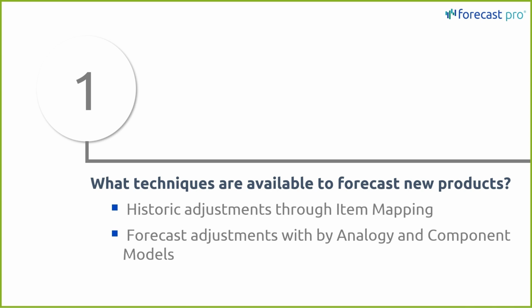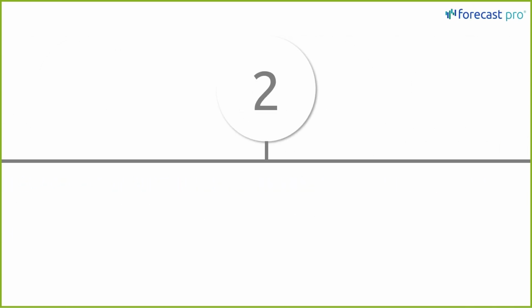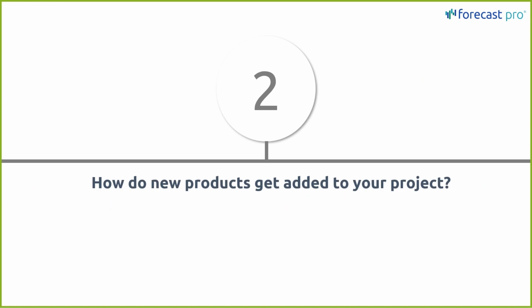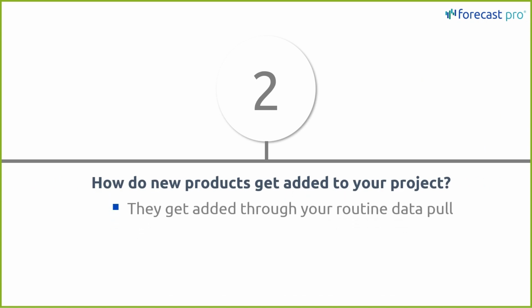Then, after we've learned about that, we're going to switch gears to talk about how new products get added to your project in the first place. This might be through a routine data pull, but we're going to showcase an alternate technique, in which case a new product list is maintained in Excel separate from the main historic data, and demonstrate why this is an easy way to maintain control of new products as they enter your project.